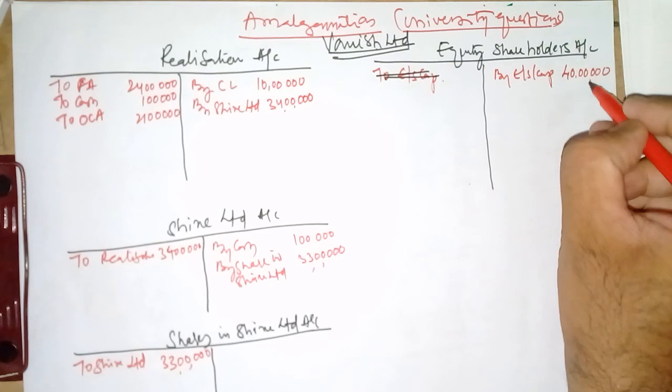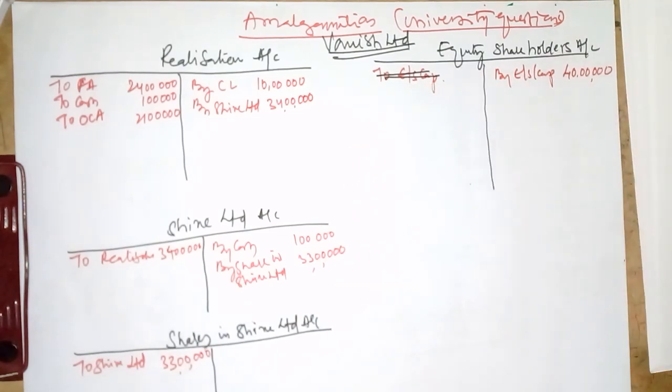Be careful while posting the ledgers, right? You can make a mistake, but try to remember the entry. Based on the entry, you can post the transaction. Once this is done, equity shareholders we have transferred.